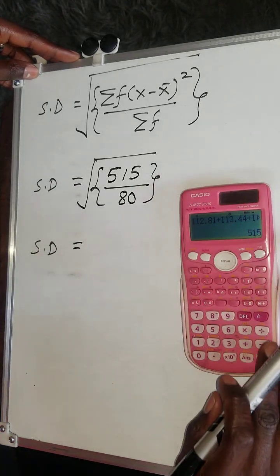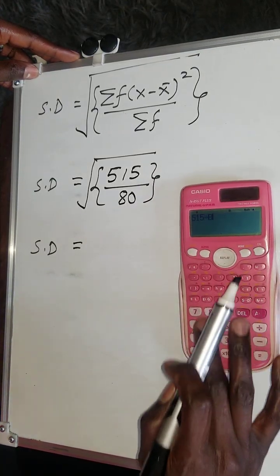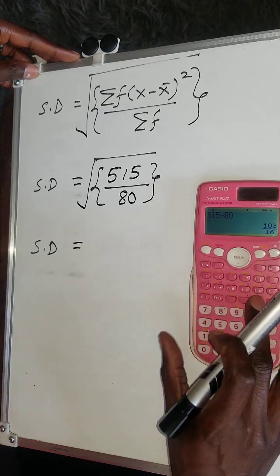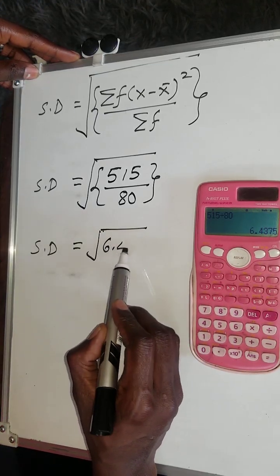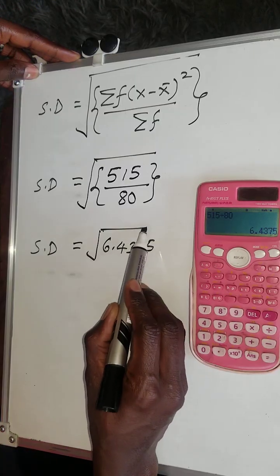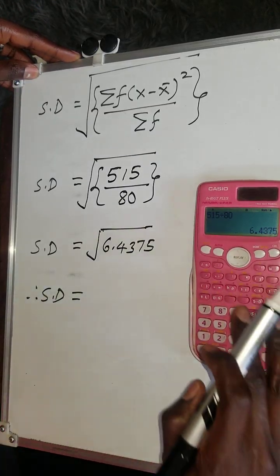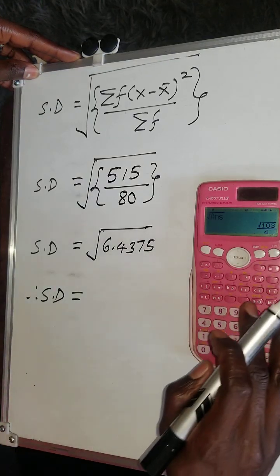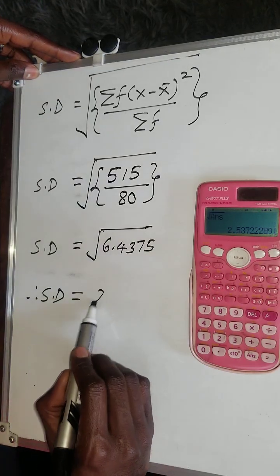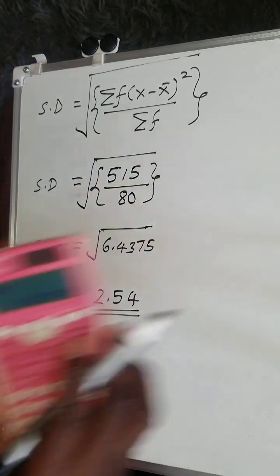So therefore it will be 515 divided by 80. I'm simply getting 6.4375. So what is the square root of that? What is the square root of the answer that we have there? It is simply giving me 2.54. That is my standard deviation.